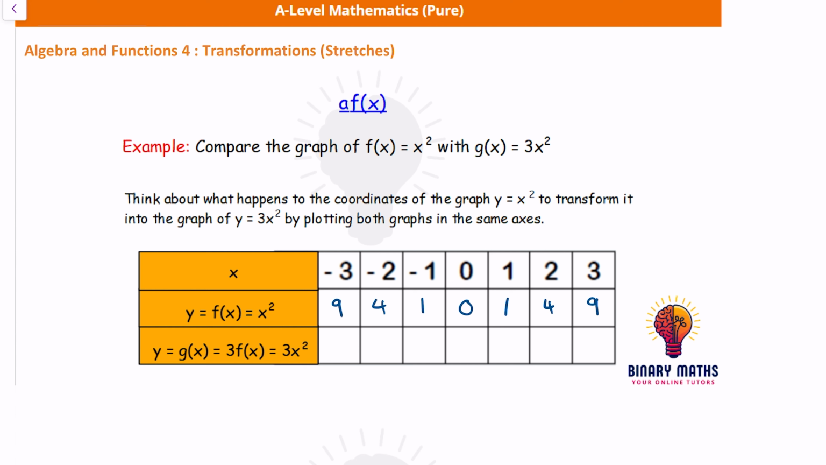Now, if we're doing 3x squared, it's the same thing as 3 times f of x. So we're looking at the case where it's a times f of x, where a is outside the bracket. 0 squared is 0, times 3 is just 0. 1 squared is 1, times 3 is 3. 2 squared is 4, 4 times 3 is 12. And 3 squared is 9, 9 times 3 is 27. Because we're squaring first and then multiplying by 3, you get the same on the other side. So it's 3, 12, and 27.